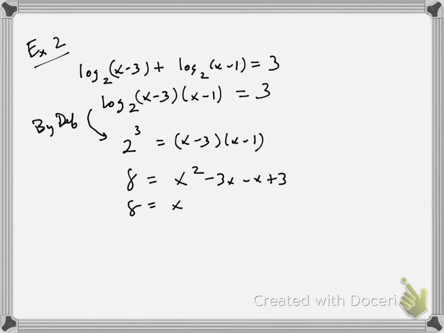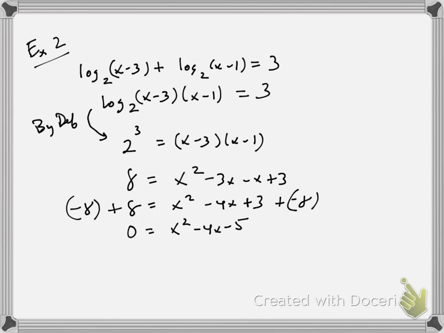So I have 8 is equal to x squared minus 4x plus 3. So I need to subtract 8 from both sides. And I get 0 is equal to x squared minus 4x minus 5. And I need to factor that. And again, I promise you in a stack of algebra books they'll be factorable. I'm not going to do that to you. And so I get two answers.